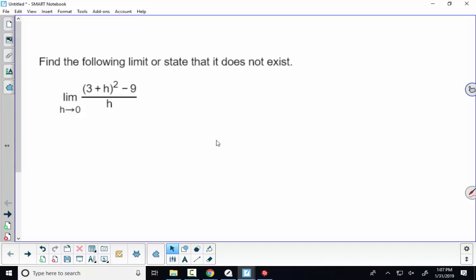So, find the following limit or state that it does not exist. h is approaching 0 and we're dividing through by h. So at this point we either need to do something algebraically to try to simplify that, or we have to default to the stuff we're going to look at in 2.4. So what would we do here? Would it be the conjugate? So would we need to multiply through by the conjugate?